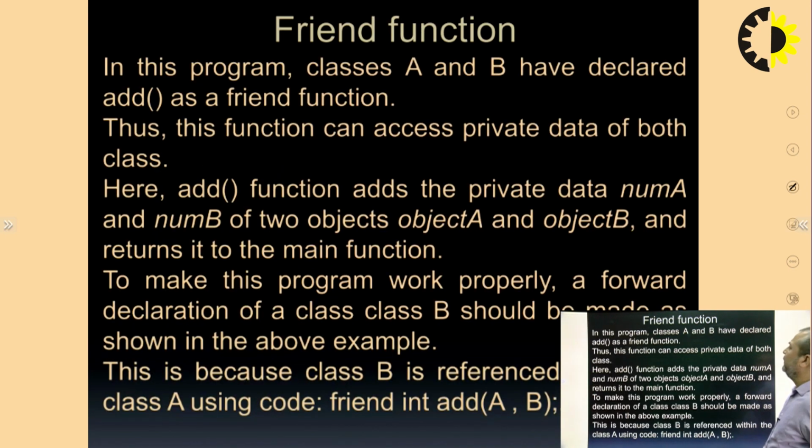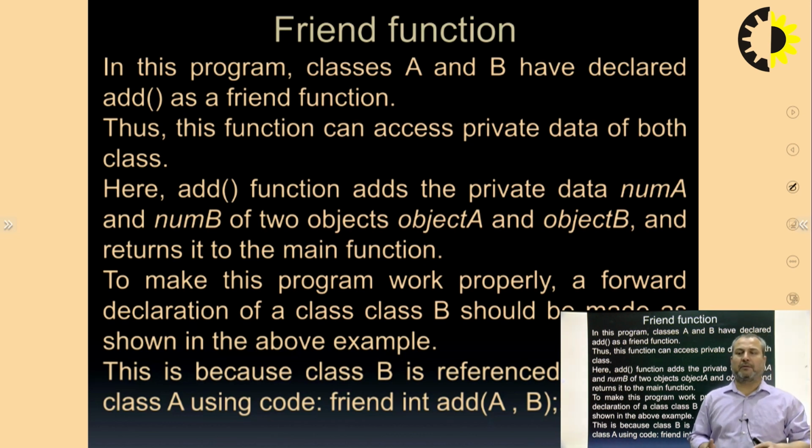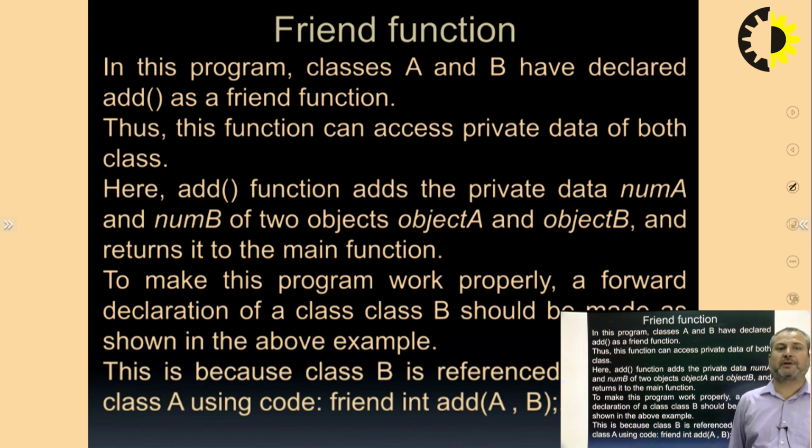In this case, class A and B have declared add as a friend function, so this function can access the private data of both classes. Otherwise, if it is not a friend function, it cannot access them, because only a member function of a class can access the members of that class, not of another class. But if you want certain class members to be accessed by other class functions, you can do that by making the function a friend function of both classes. So here, the add function.